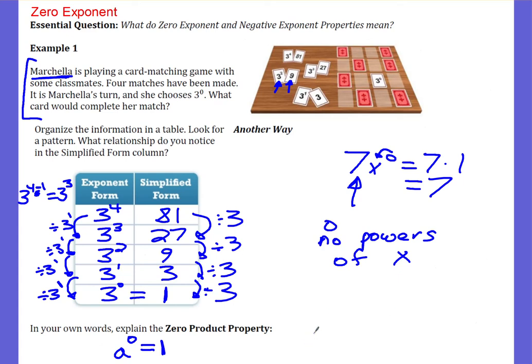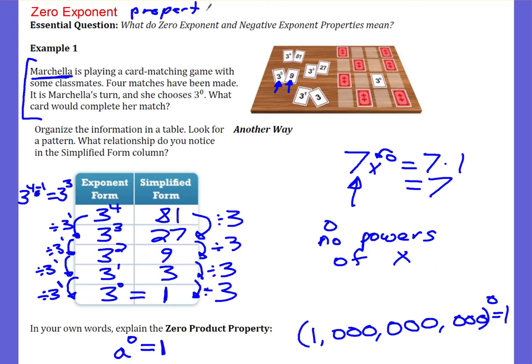And just as a quick example of that, let's do 1 billion to the power of 0. That's just 1. So we've got our 0 exponent property.